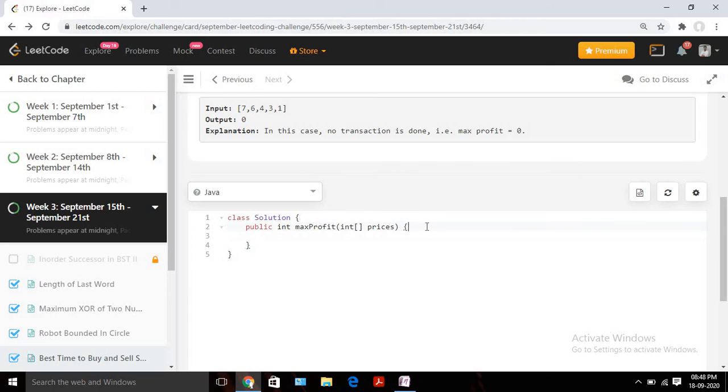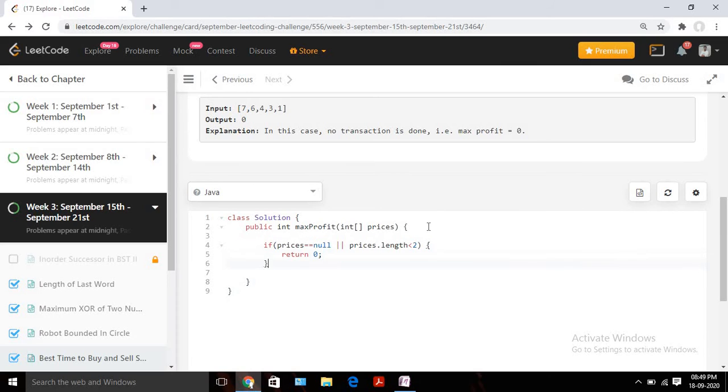At first we are going to check some edge cases: if the given prices array is equal to null, or if the size is less than 2, then we can't do anything, right? Because we can't buy and sell on the same day, so at least we need 2 days. The length should be at least 2. If it is less than 2, then in that case we can return 0 directly. So if prices dot length is less than 2, then we return 0.